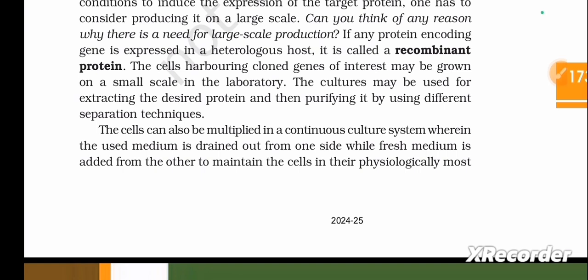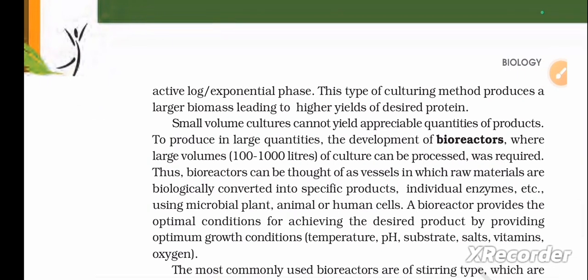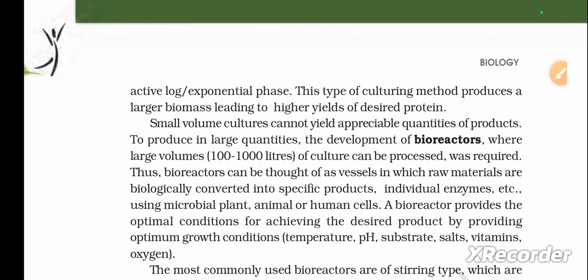The cultures may be used for extracting the desired protein and then purifying it by using different separation techniques. The cells can also be multiplied in a continuous culture system wherein the used medium is drained out from one side while fresh medium is added from the other to maintain the cells in their physiologically most active log or exponential phase. This type of culturing method produces a larger biomass leading to higher yields of the desired protein. Small volume cultures cannot yield appreciable quantities of products. To produce in large quantities, the development of bioreactors, where large volumes of 100 to 1000 liters of culture can be processed, was required.